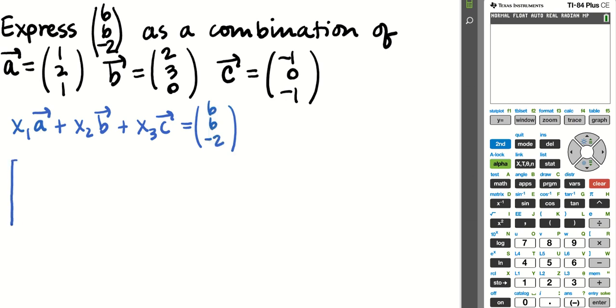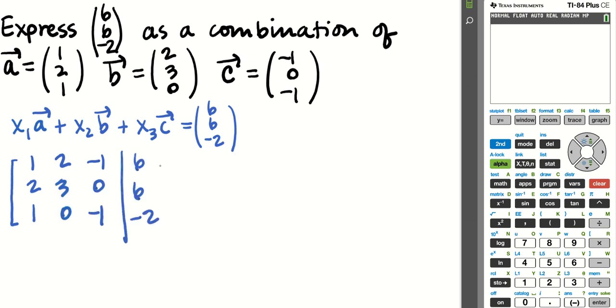Okay? So I'm going to make myself an augmented matrix, and it'll be 1, 2, 1, 2, 3, 0, negative 1, 0, negative 1, augmented with 6, 6 and negative 2. Okay? And now we need to row reduce the thing. So I've got my matrix all set up. I'm going to row reduce it using technology, and then there we go.